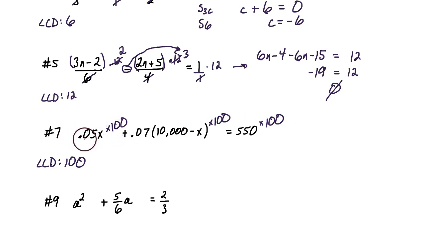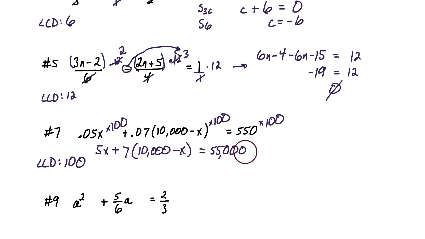What happens when you times the decimal 0.05 times 100 is you get a regular 5x. What happens here when you times 0.07 by 100 is you get a regular 7 that would then get timesed to what was in parentheses. And on the right side of the equals, 550 times 100 would be 550 with an extra 2 zeros on the end. This number is 55,000.